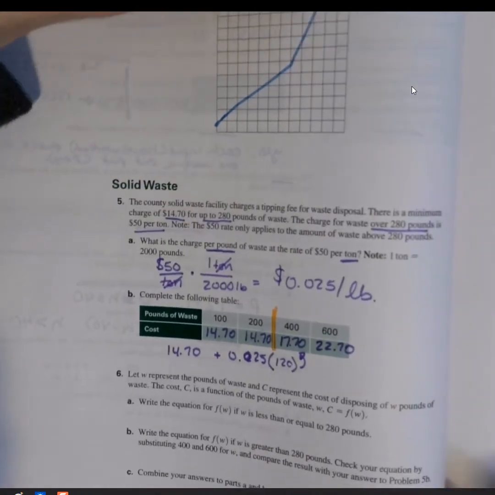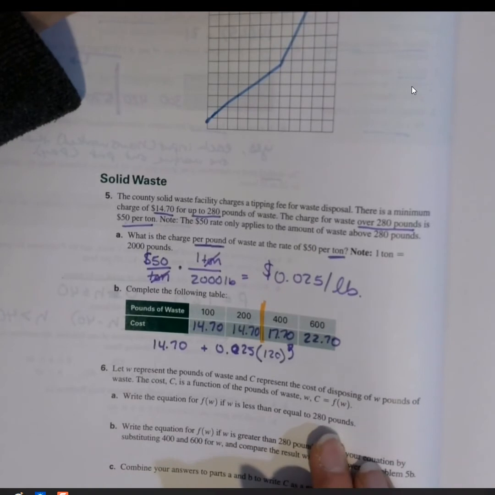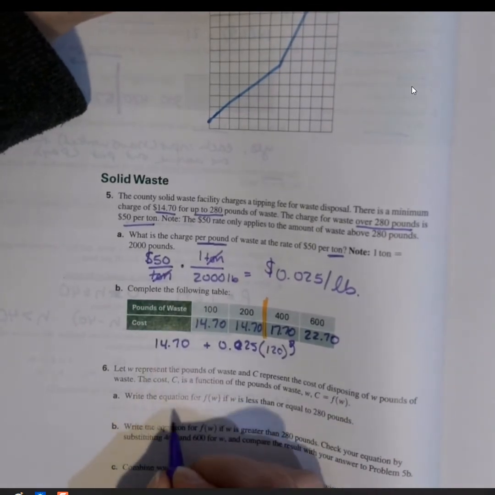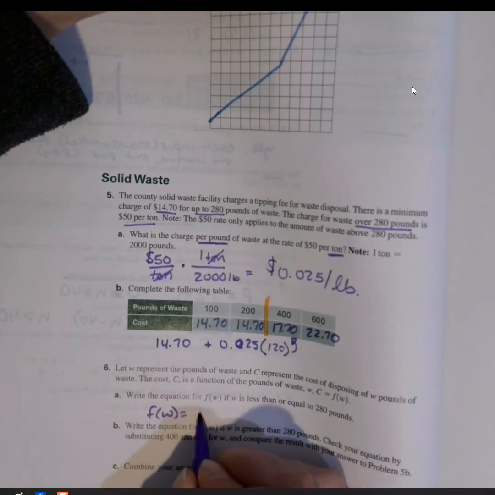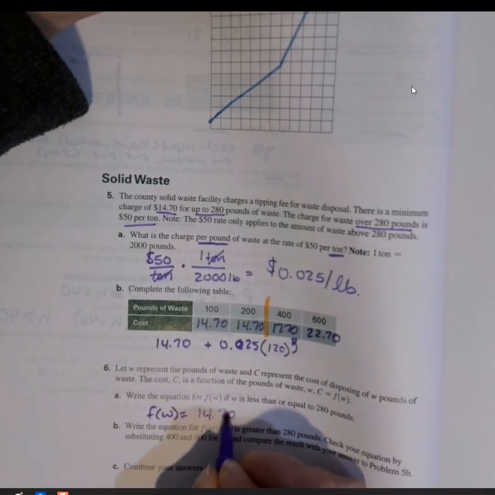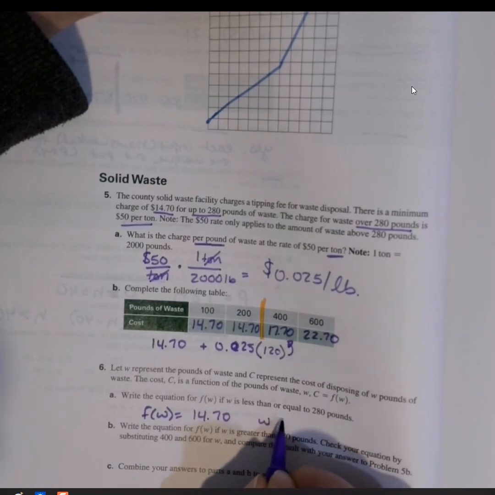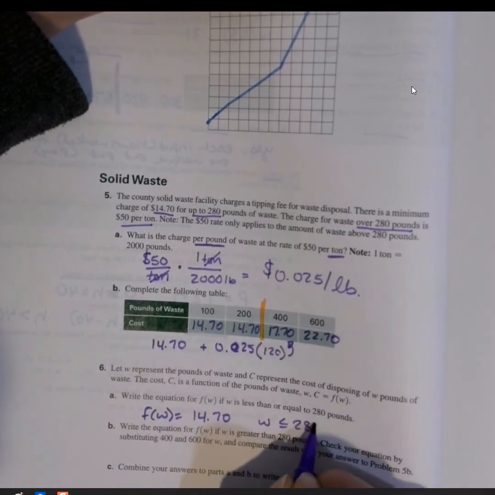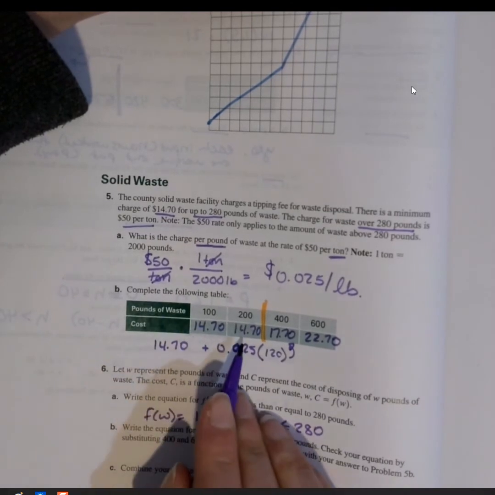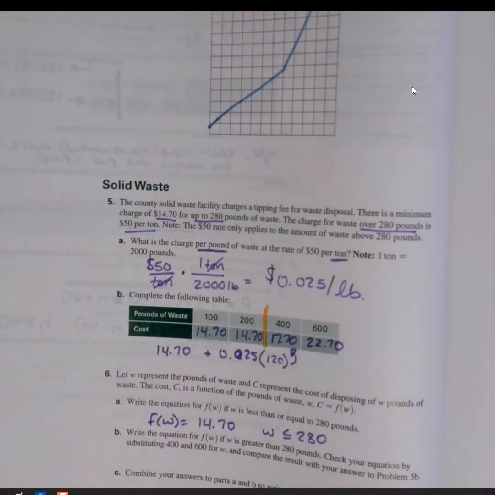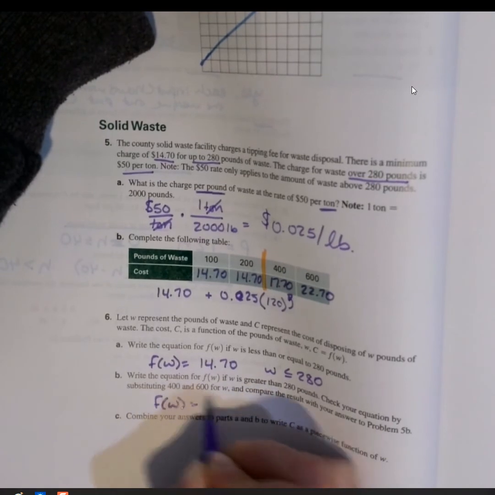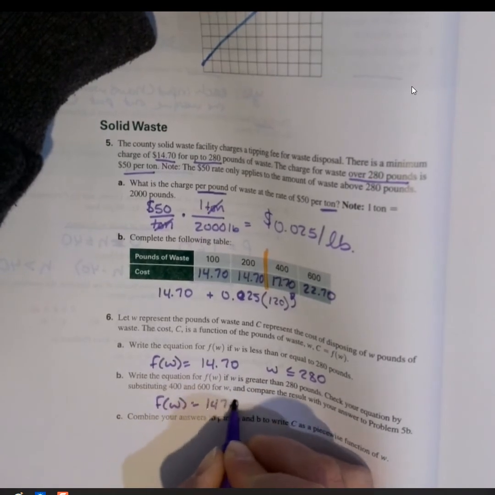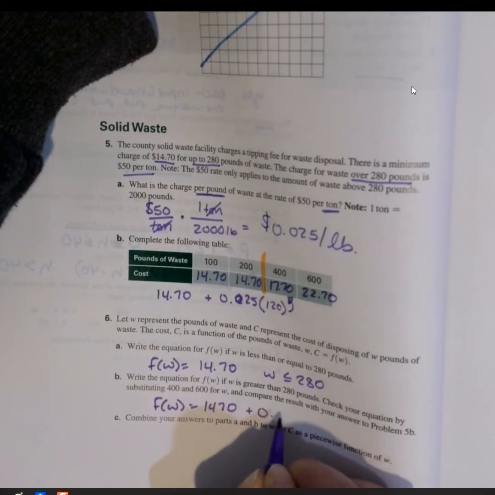So we're going to write our function. First, the function for less than 280 pounds. For less than 280 pounds, our cost is $14.70 for any weight that is less than or equal to 280 pounds. It was just a flat fee. That's the minimum owed. It's always $14.70. Then, if we're above, we have to take our $14.70 and add on 0.